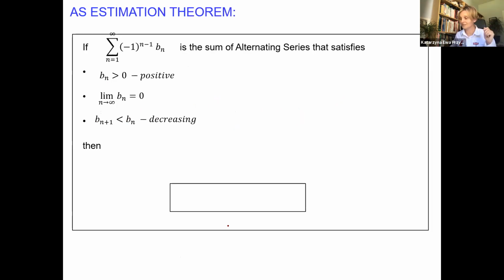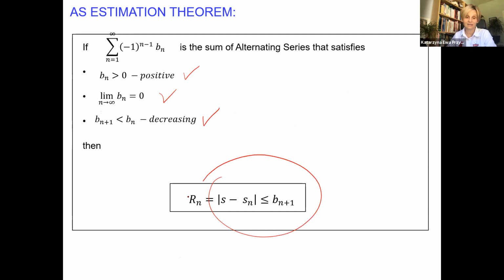Okay, and this is the alternating series estimation theorem. We're talking about a convergent series, we remember these conditions, and then we can use this inequality. That means this is just this theorem. The difference is always less than b sub n plus 1, the next term.